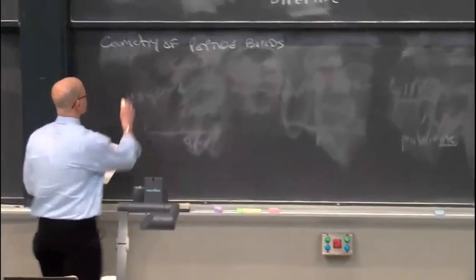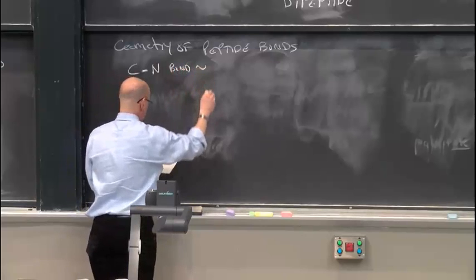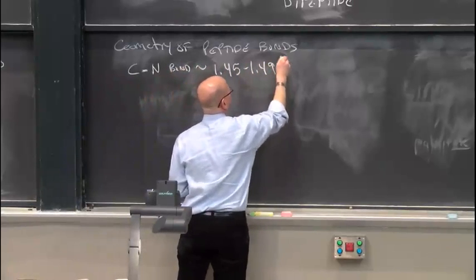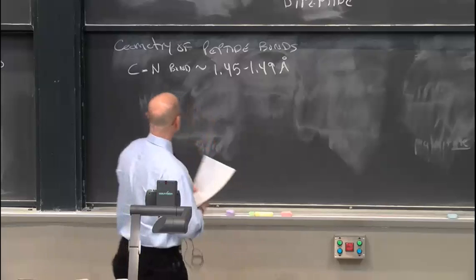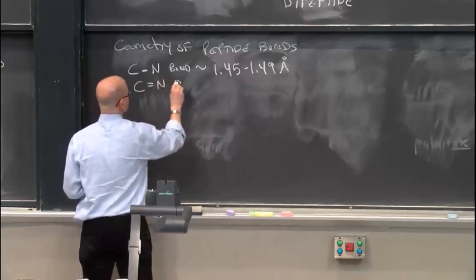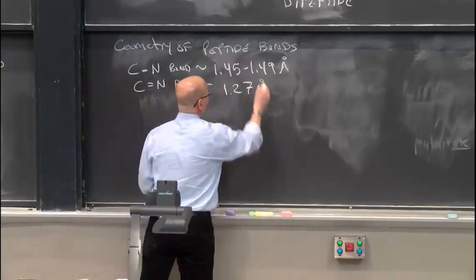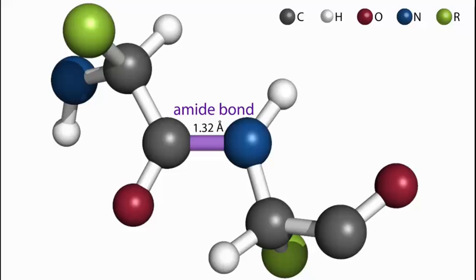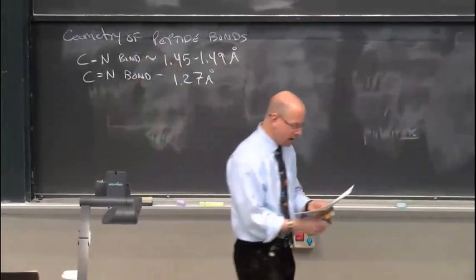And he noticed a couple of interesting things here. He noticed, for example, that a typical carbon-nitrogen bond, this was known at the time, is somewhere on the order of about 1.45 to 1.49 angstroms. That's this distance, right here between carbon and nitrogen. And he knew that a carbon-nitrogen double bond, because those structures had already been solved, was on the order of about 1.27 angstroms. And he noticed something really interesting, which was that this amide bond was 1.32 angstroms. It was somewhere midway between a single bond and a double bond.